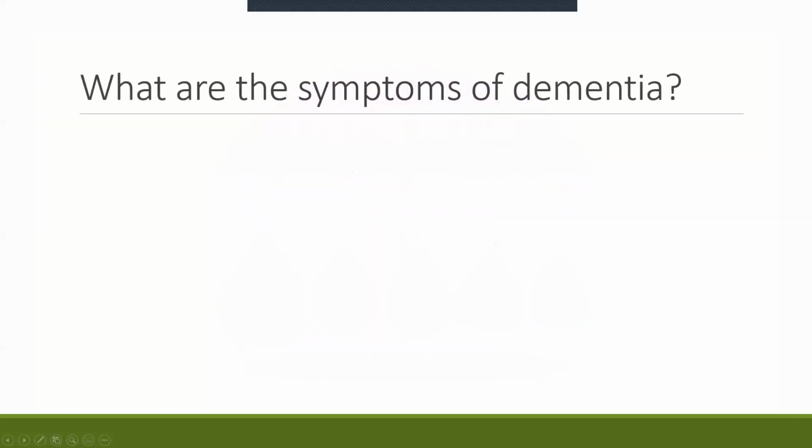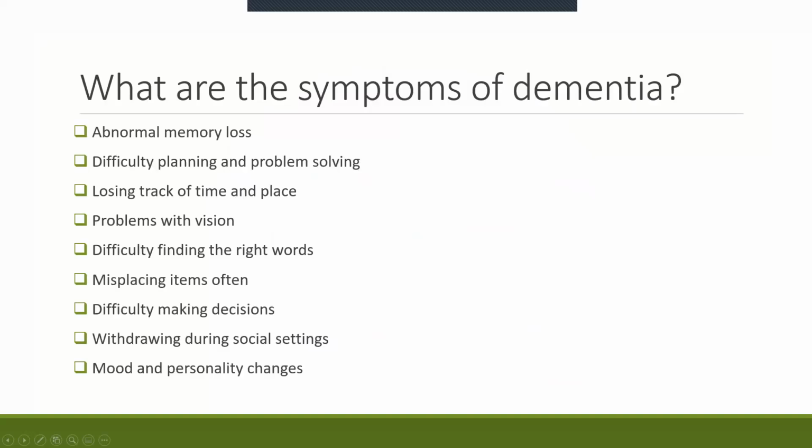What are the symptoms of dementia? Abnormal memory loss, difficulty planning and problem solving, losing track of time and place, problems with vision, difficulty finding the right words, misplacing items often, difficulty making decisions, withdrawing during social settings, and mood and personality changes. So when we think about this disease, it's not just confusion and memory problems. It can affect the person's entire personality and judgment.